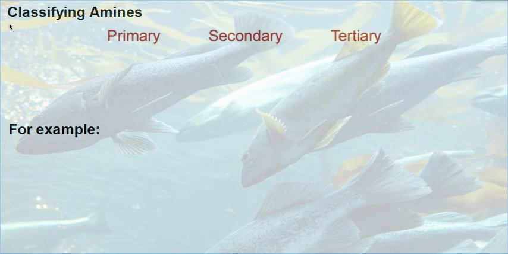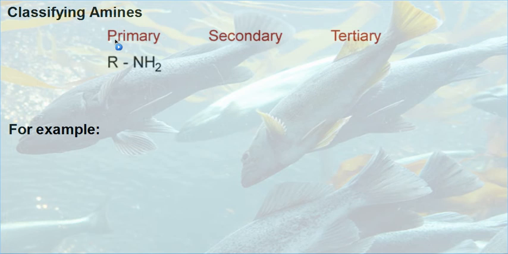Amines, like alcohols and haloalkanes, can be classified as primary, secondary and tertiary. So if we have a look at them, remember the functional group of the amine is an NH2 group. So this is traditionally what we call the primary amine.